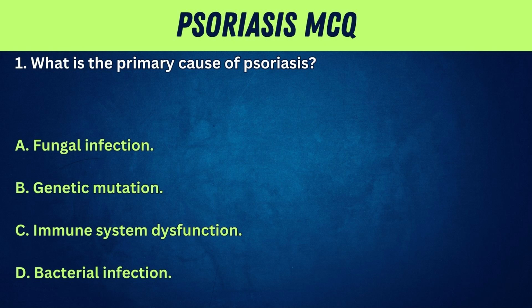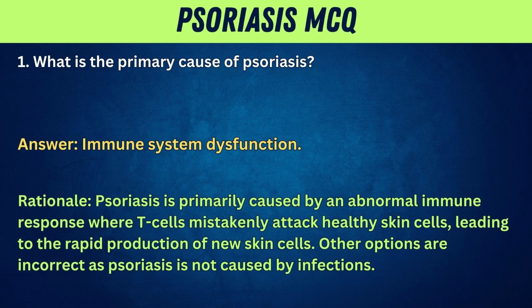1. What is the primary cause of psoriasis? A. Fungal infection. B. Genetic mutation. C. Immune system dysfunction. D. Bacterial infection. Answer: immune system dysfunction.